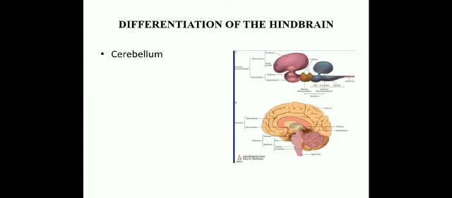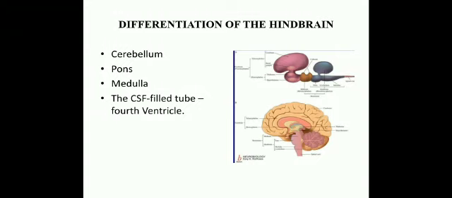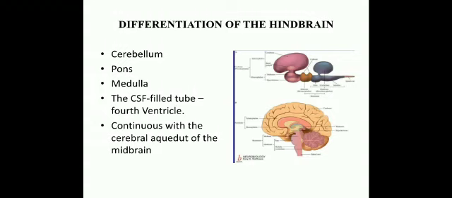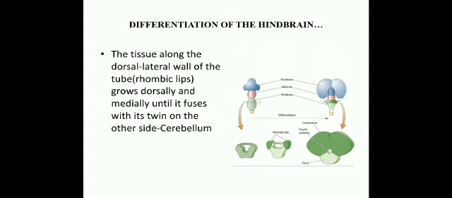The hindbrain, or the rhombencephalon, differentiates into the cerebellum, pons and medulla. The CSF-filled tube gives rise to the fourth ventricle, and continues with the cerebral aqueduct of the midbrain. The tissue along the dorsolateral wall of the tube, the rhombic lip, grows dorsally and medially until it meets the opposite side and thus forms the cerebellum. The ventral wall of the tube forms the pons.